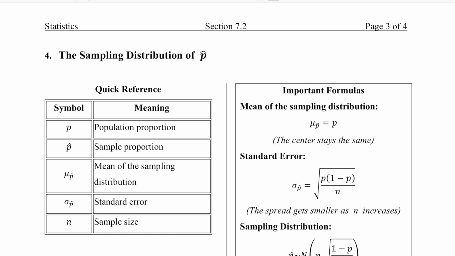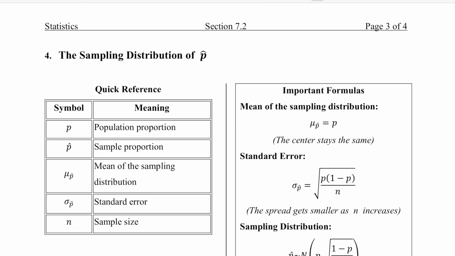Now that we know when a normal distribution can be used, let's look at the sampling distribution of the sample proportion. We'll learn its mean, its standard error, and how to calculate both using a simple example. Let's begin.